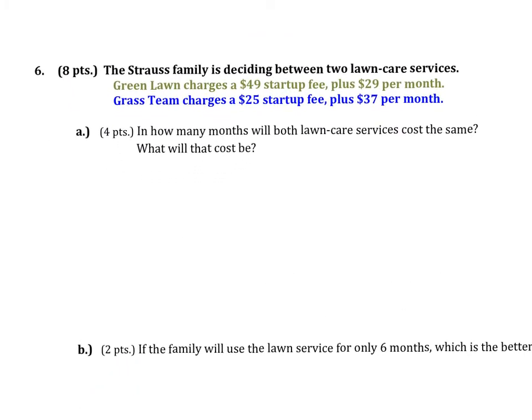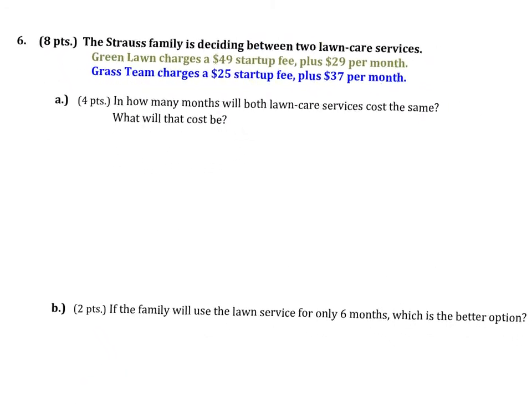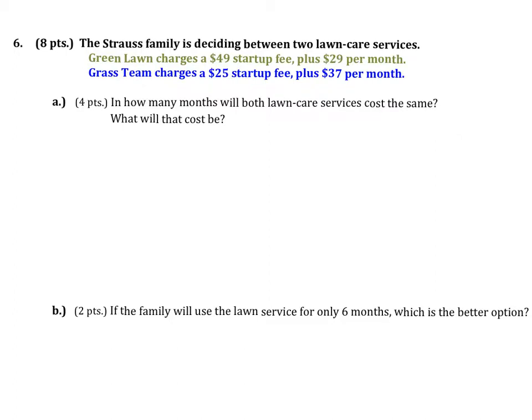Let's look at this question. The Strauss family is deciding between 2 lawn care services. Okay, so we have 2 different situations. Green lawn charges $49 startup plus $29 per month. Grass team charges $25 startup plus $37 per month. How many months will they equal each other?